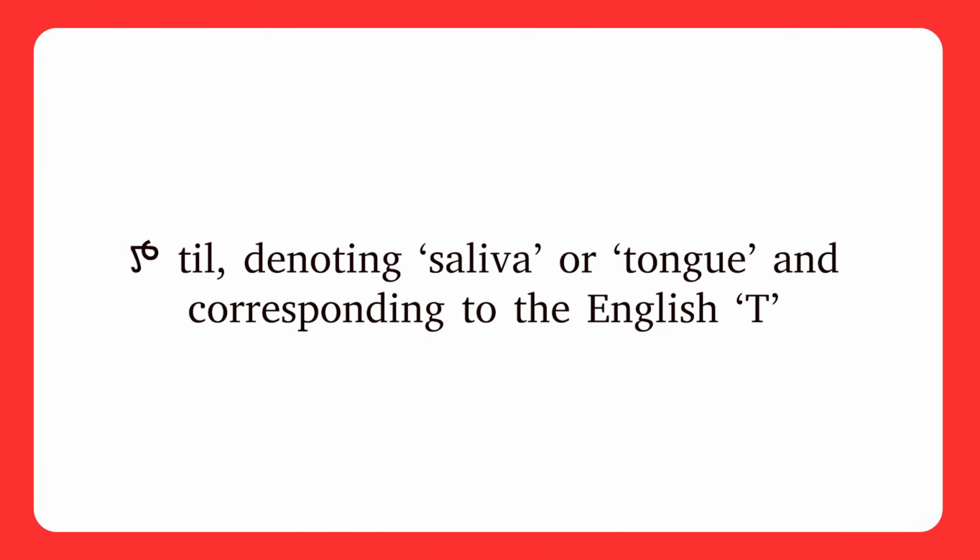The eighth letter til, denoting saliva or tongue, and corresponding to the English T with the phonetic value ta, consists of a horizontal upper bar, a rightward looping curve that forms a rounded tongue-like enclosure, and a longer left vertical stroke ending in a sharp hook. The overall form creates an asymmetrical fluid contour.